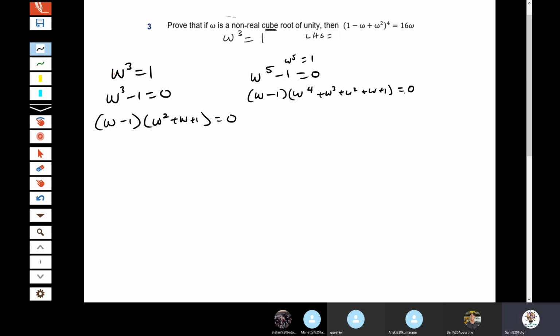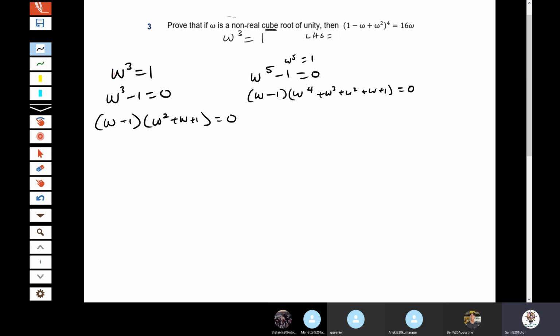Questions? You got that from omega to the 5 minus 1, I factorized it. I'm showing you how you can factorize those without, I guess, factorizing technically. You need to know those properties. They will be helpful. Any questions at this stage?